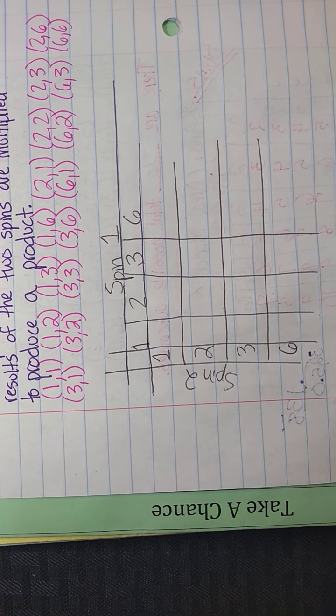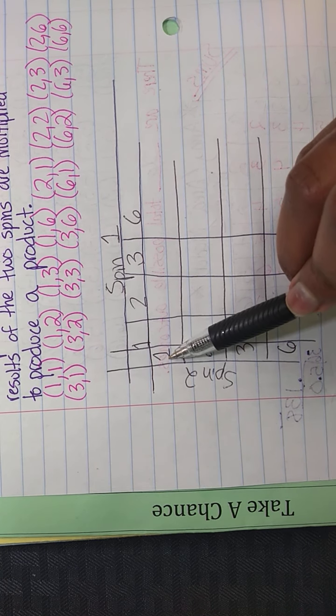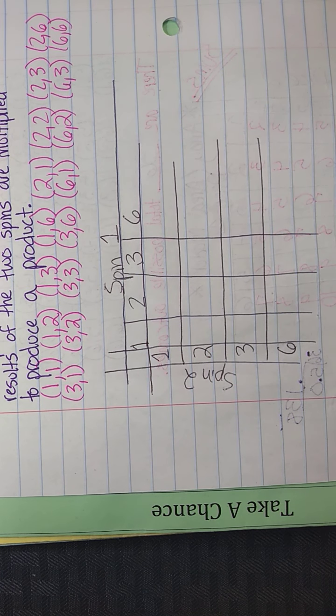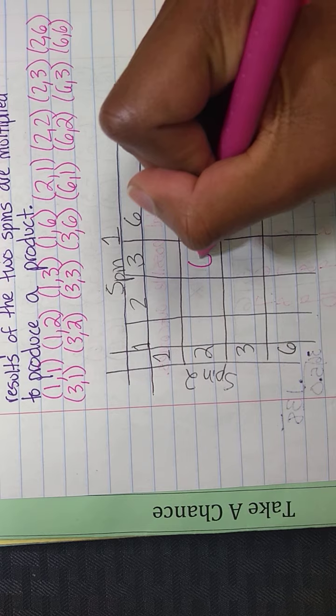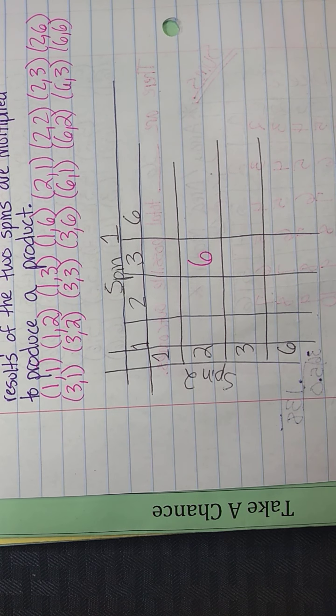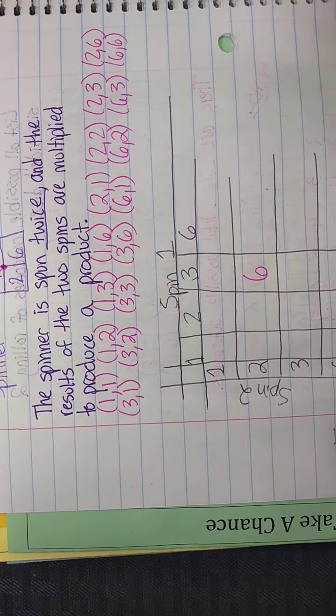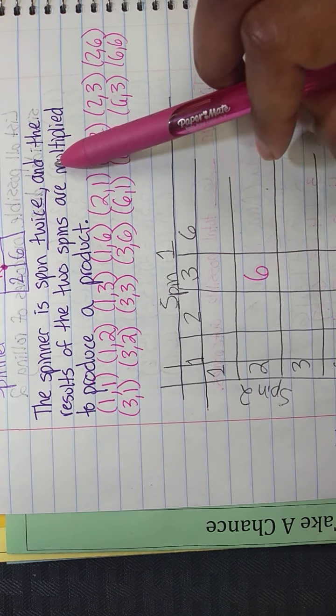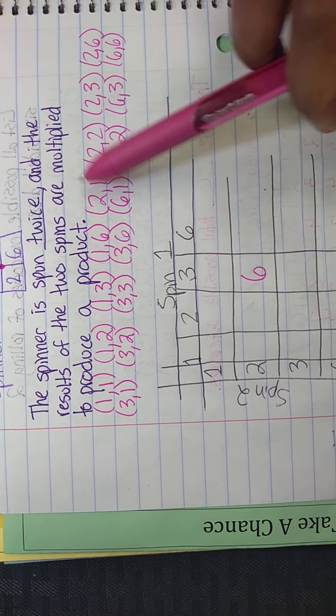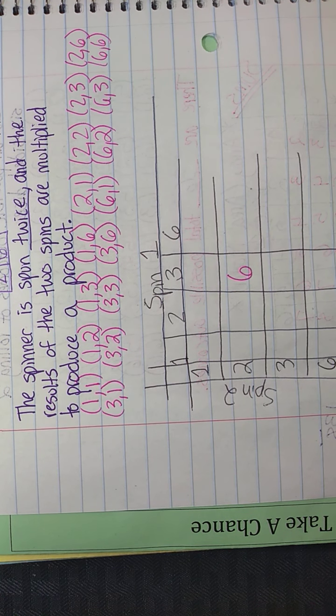Okay, spinning this spinner twice. The first time, it can land on a 1, then land on a 1 again. Look at the number I'm about to put right here. You should be able to tell me why I put a 6. If you need to, go back and reread this statement to figure out why I put a 6.